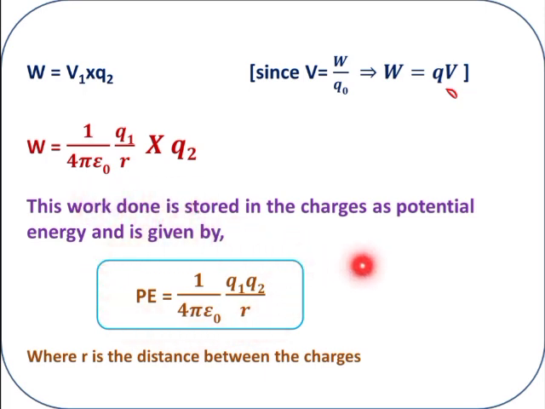So work done is nothing but potential energy, which you might have already studied at school level, and both have the same SI unit. Here we are using the same concept for charges also. Work done is stored in the charges. Stored energy is nothing but potential energy, right? And R is the distance between the charges. This is a very, very important derivation. Practice this many times.